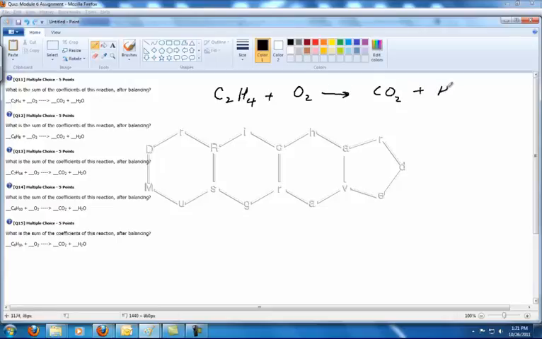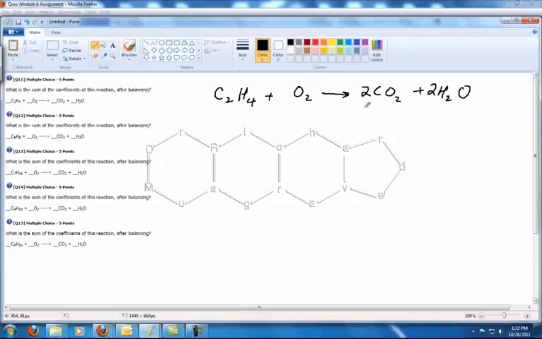And what I like to do is first of all balance the carbons. I've got two carbons here, so I'll put a 2 in front of the CO2. Now the carbons are balanced. Always balance the oxygens last because you've got one here, one here, and one here. So look at the hydrogens next. We've got four hydrogens here, and we've got 2 here, so I'll put a 2 in front of here. Now we've got a total of 4, so we're good there.